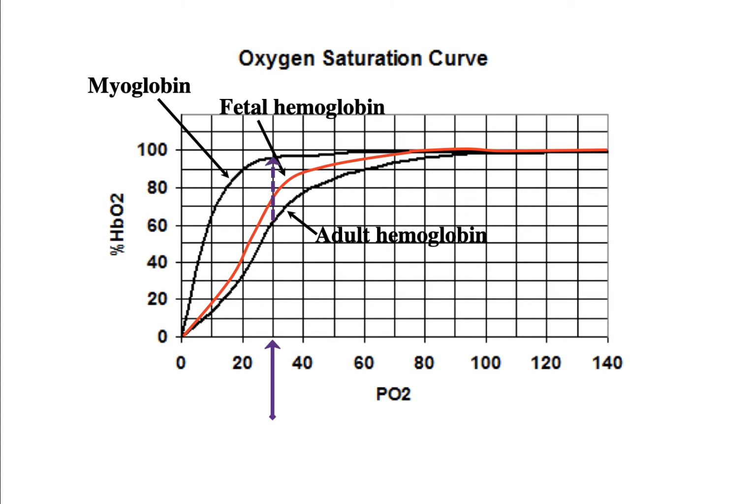And then subsequently, for both the adult tissue and the fetal tissue, the myoglobin will pick up the oxygen more readily than either of the hemoglobins, including the adult and the fetal hemoglobin. So there's a net transfer of that oxygen to the cells of the adult and the fetus, although there's also a transfer of oxygen from the adult hemoglobin to the fetal hemoglobin in the placenta.